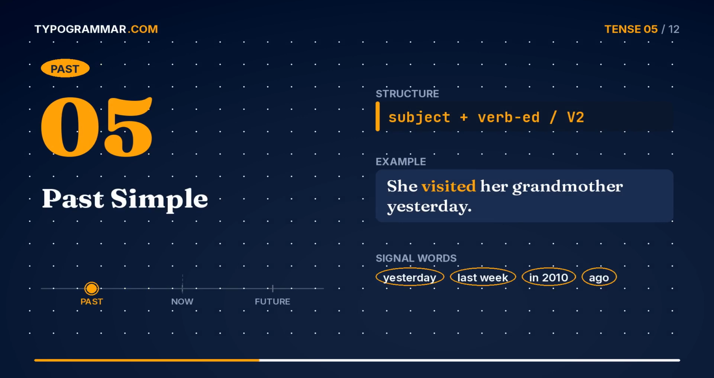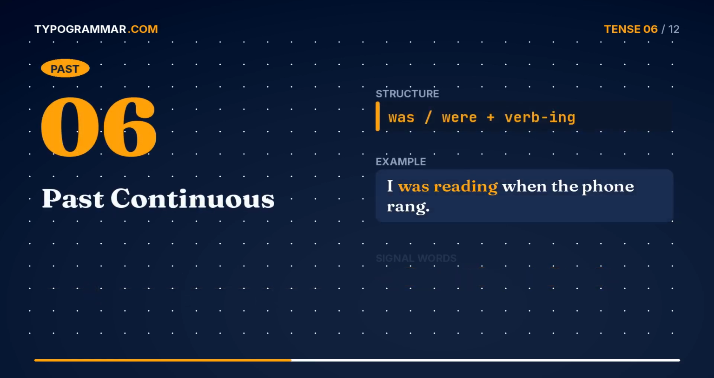Now we move into the past. Tense number 5, the past simple. It describes completed actions at a definite time in the past. The structure is the past form of the verb, often with ed for regular verbs. For example, she visited her grandmother yesterday. We watched the game last night. Signal words include yesterday, last week, in 2010, and ago. For finished actions with a clear past time, the past simple is exactly what you need.